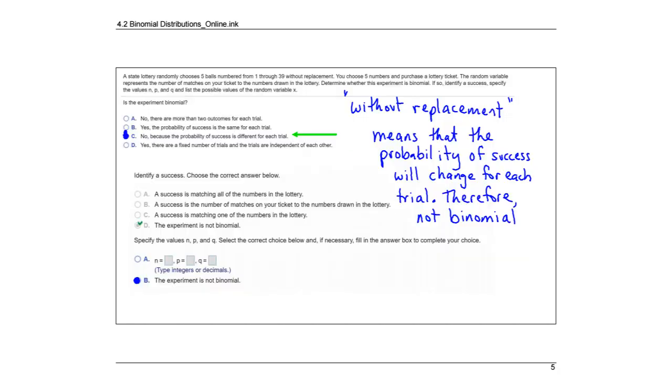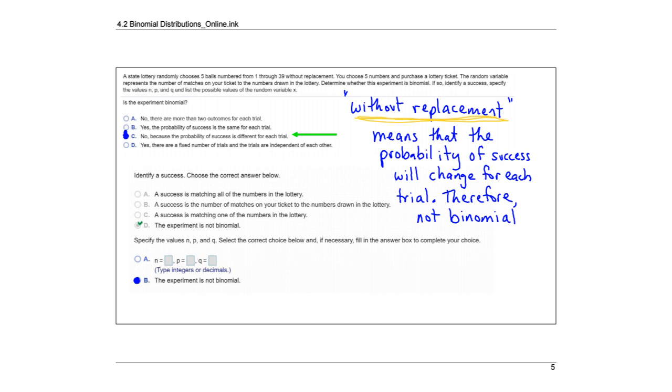Right. So I wanted to show you this one because otherwise it's going to frustrate you in the homework. Sometimes it's not a binomial distribution, and then you're just going to say it's not a binomial distribution all the way along. So this one is a state lottery randomly chooses 5 balls numbered 1 through 39 without replacement. So as soon as I see that without replacement, I know that this is not a binomial distribution because the probability is going to be different every time.